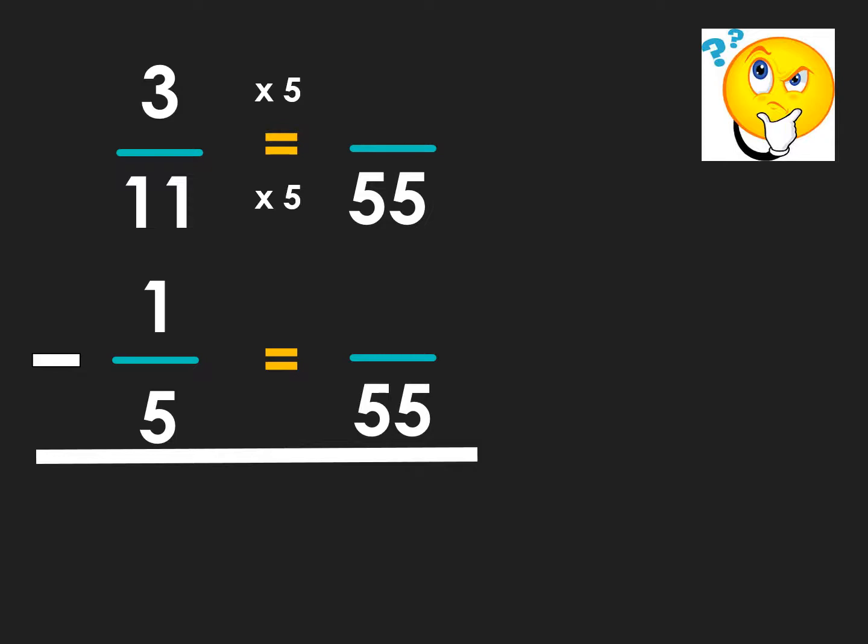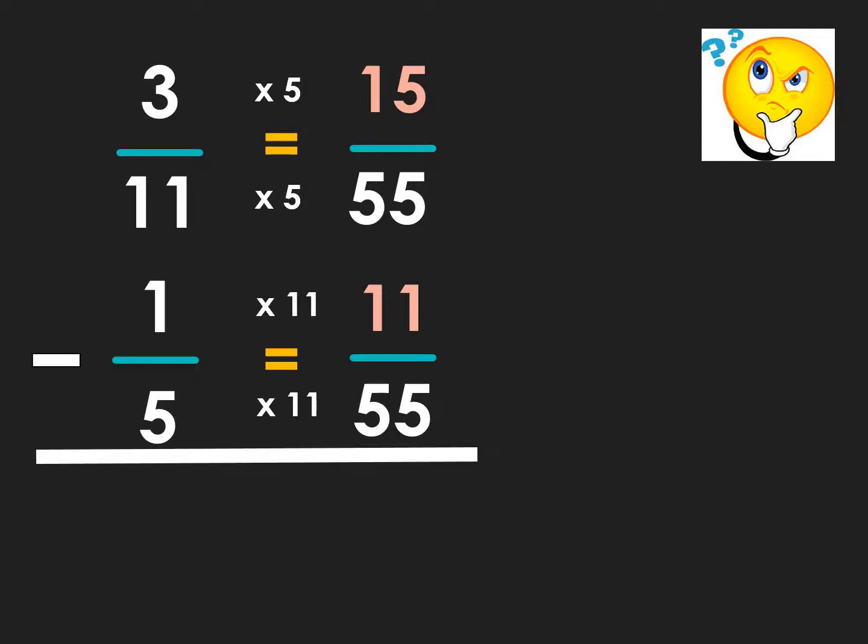What does 3 times 5 equal? If you said 15, yeehaw! So let's try that again for the fraction at the bottom. What number can I multiply to get from 5 to 55? Think time. If you said 11, hooray! We're almost done! Quick, what does 1 times 11 equal? Yes, 11 is correct. Our equivalent fractions are now 15 over 55 minus 11 over 55.